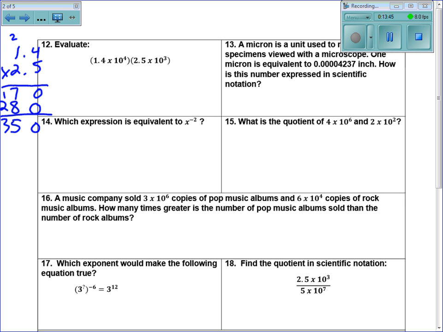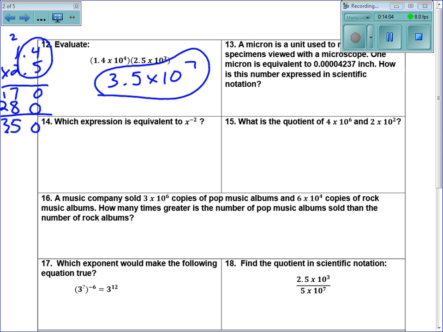350. However, we have to look at the decimals. There's 2 numbers after the decimals, so I need to have 2 numbers after the decimal here, so I put it in between the 3 and the 5. So 1.4 times 2.5 is 3.5, and then I add the exponents times 10 to the 7th power, and I am done. So this is how you do it by hand.